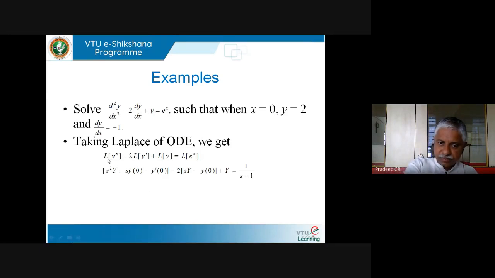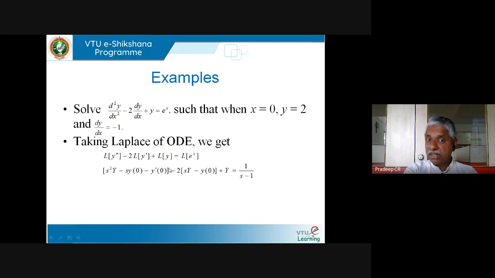So this is using this formula: L of y double dash minus 2 L y dash plus L y equal to L e power x. I substitute L y double dash is s square Y minus s y 0 minus y dash 0, and this L y dash is s Y minus y 0. Capital Y I write like that, and L of e power x is 1 by s minus 1. Now solve for capital Y. But then I need to know y 0 and y dash 0. Yeah, I know that. That is precisely what the initial value problem is all about. They have given me y at 0 is 2 and y dash at 0 is minus 2. That is the data given to me. So unless you give me these things, I cannot proceed.